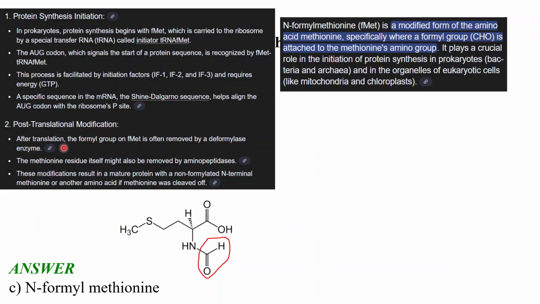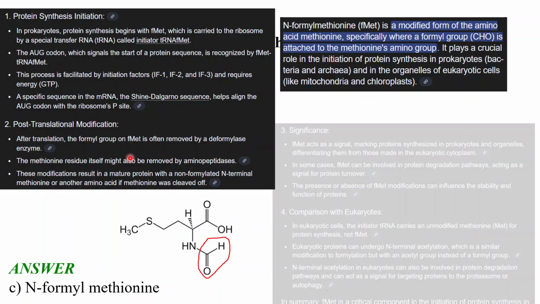Post-translational modifications: after translation, the formyl group of F-met is often removed by the deformylase enzyme. The methionine residue itself might also be removed by an aminopeptidase. This modification results in a mature protein with a non-formylated N-terminal methionine, or another amino acid if methionine was clipped off. So these are the post-translational modifications which might occur after the synthesis of a particular polypeptide chain.